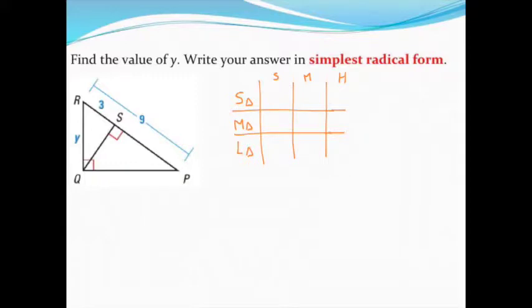Last video I showed you how to set up this chart with a small, medium, and large triangle and the short, medium, and hypotenuse sides to write a proportion to find missing sides in these overlapping right triangle problems. The only thing different in this video is they ask us to put our answer in simplified radical form, meaning we're not allowed to have decimals. Everything else though is going to be identical.